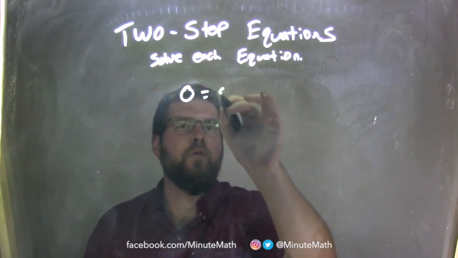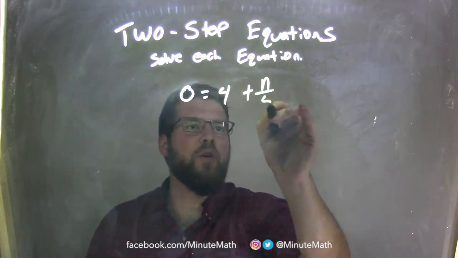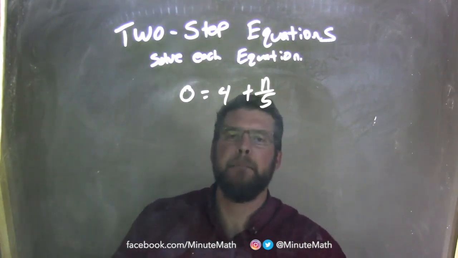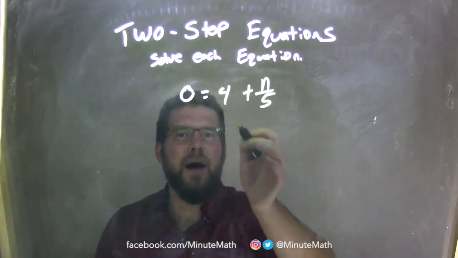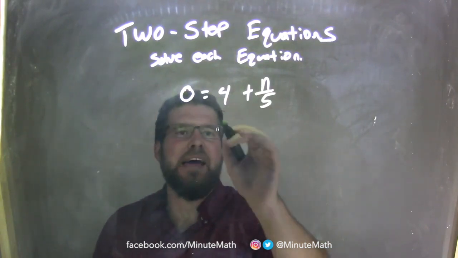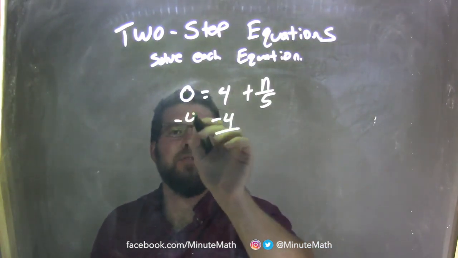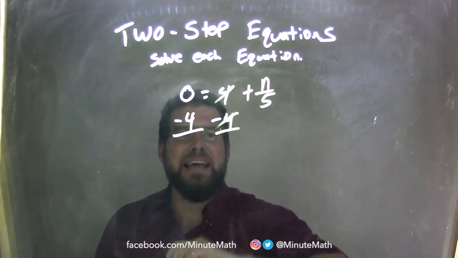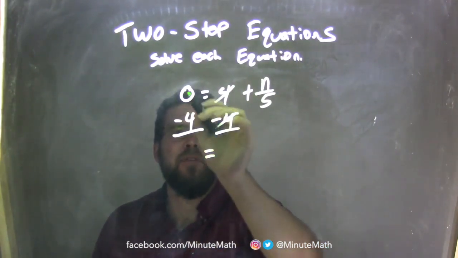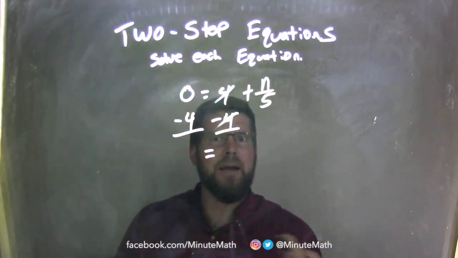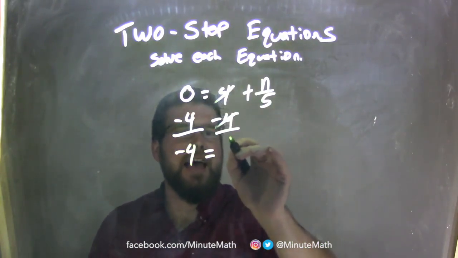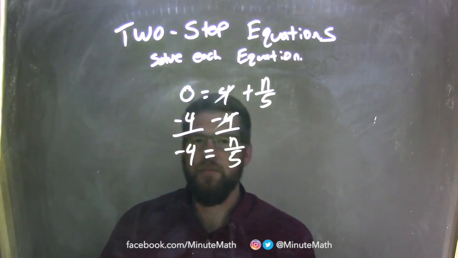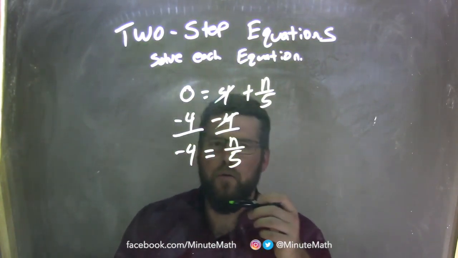Equals 4 plus n over 5. Okay? Well, our first step here is that 4. I need to get rid of it. It's a positive 4. We're adding it. Opposite of that is subtracting. So I'm going to subtract a 4 to both sides. These 4's cancel. But now I'm left with 0 minus 4. 0 minus 4 is a negative 4. And I bring down now the n over 5. So I have negative 4 equals n over 5.